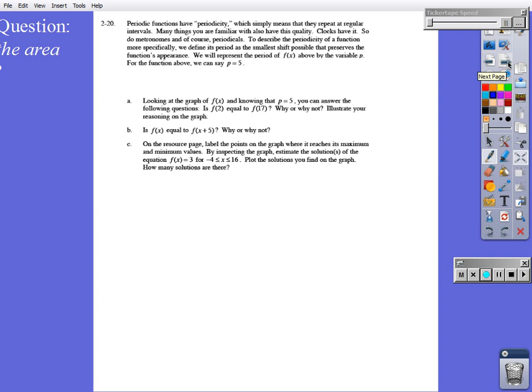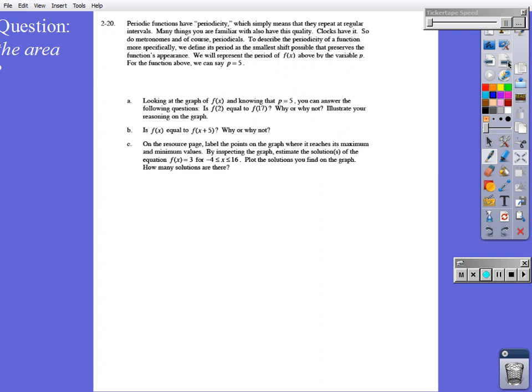So now periodic functions have what we call periodicity, which simply means they repeat at regular intervals. Many things you're familiar with also have this quality. Clocks, for instance, repeat every 12 hours. Unless you're on military time, that's 24 hours. So on and so forth there. For the function above, we can say the period was 5. That was a previous function we just looked at. Looking at the graph of f of x, knowing that the period is 5, you can answer the following questions.